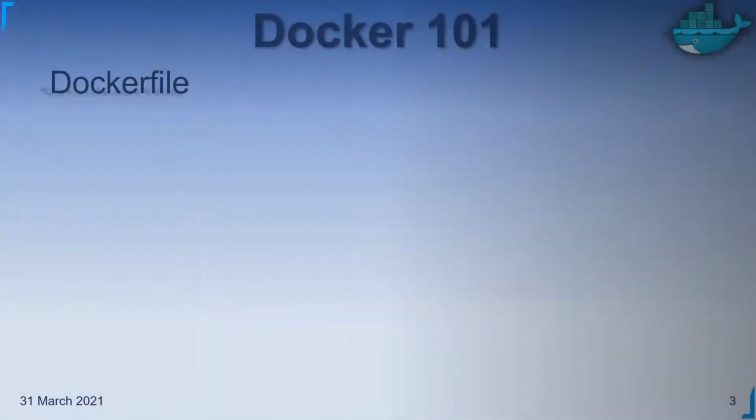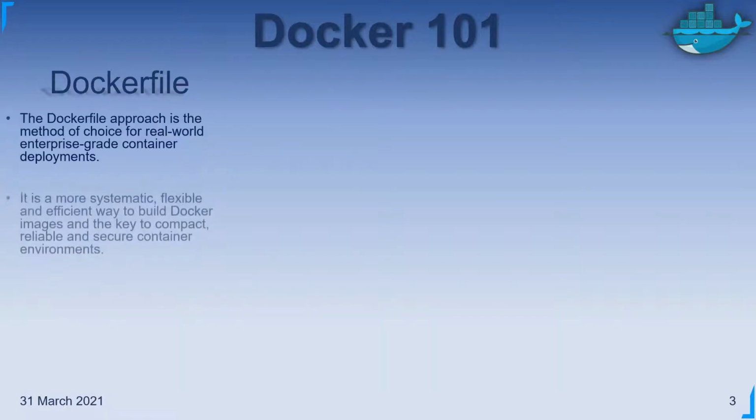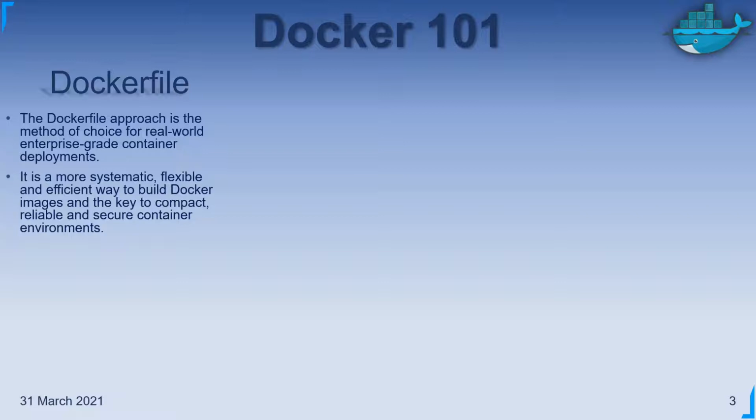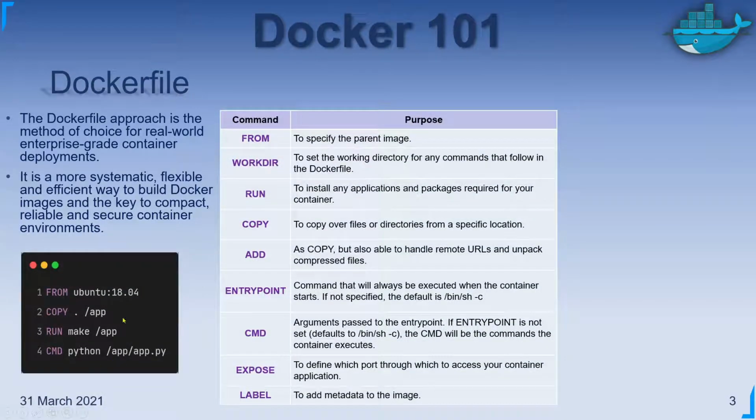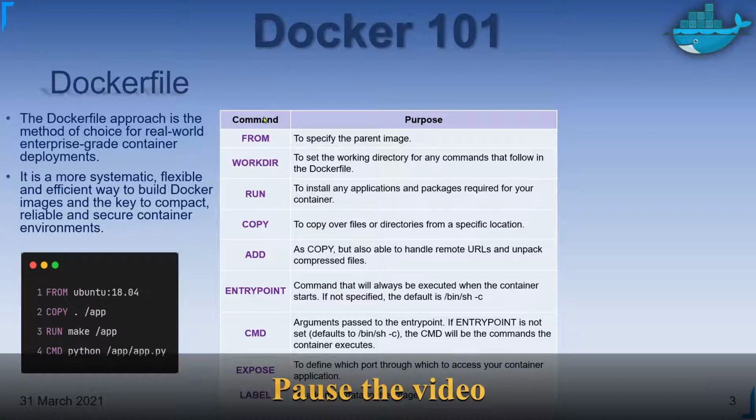The next object is a Dockerfile. A Dockerfile is the method of choice for real-world container deployments. It is systematic, flexible, and efficient to build a Docker image. Here you see an example of a Dockerfile, and here in the middle you see the commands used in the Dockerfile. Pause the video here and have a look at the commands.